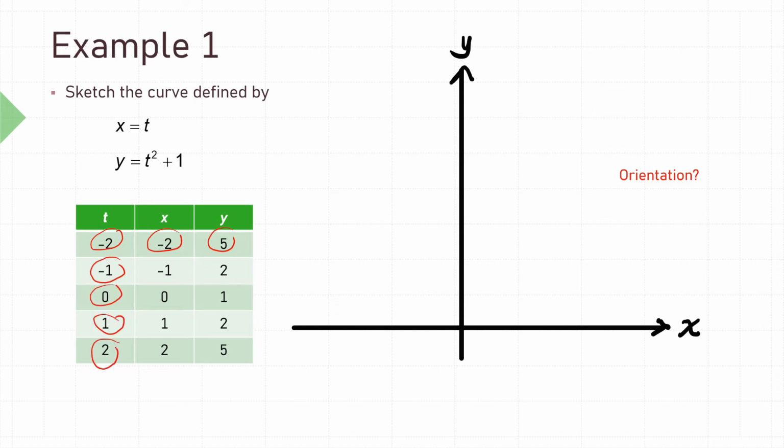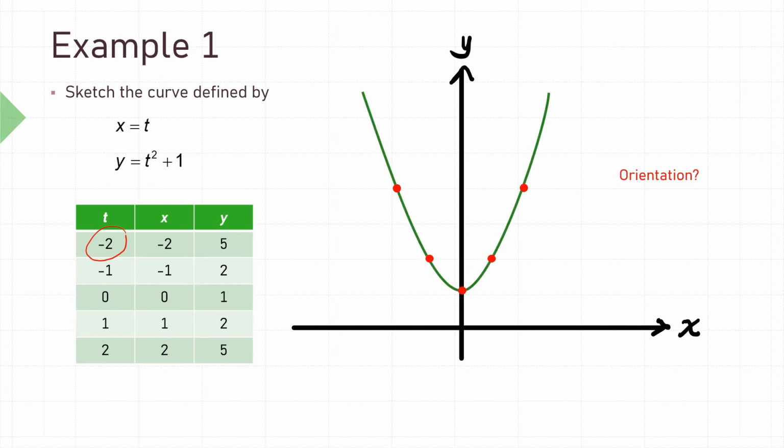If we find the rest of the values of t, we get different values of x and y. When t equal to -2, we plot (-2, 5), and so on: (-1, 2), (0, 1), (1, 2), and also (2, 5). We can see that this is a shape like a quadratic parabola curve.